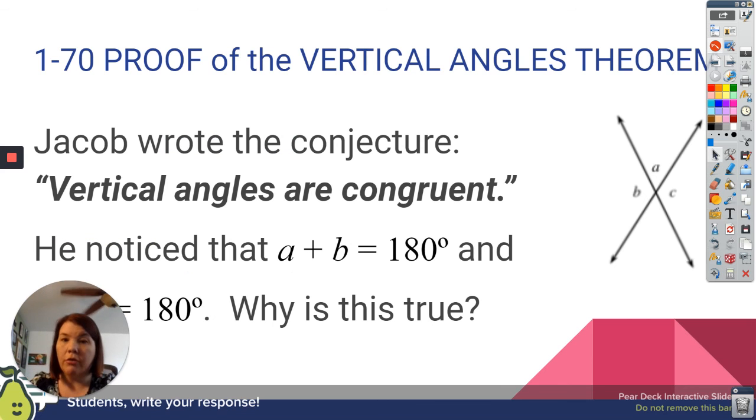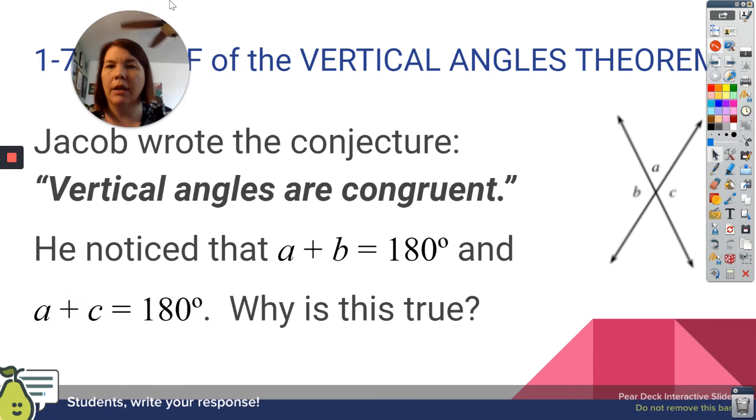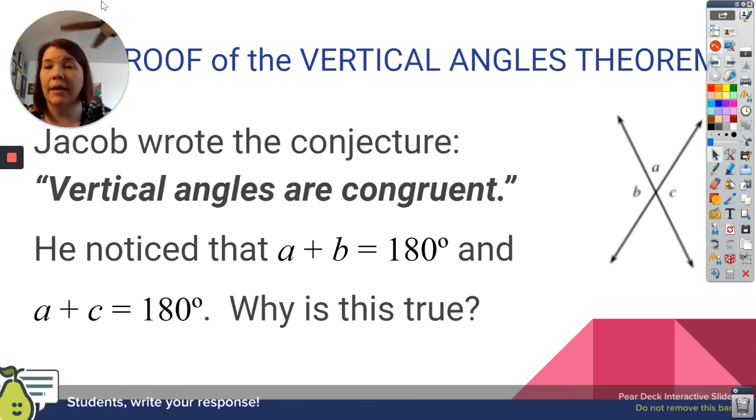Jacob wrote the conjecture, vertical angles are congruent. Good for Jacob, so smart. He's noticed that A and B add up to 180, and A and C add up to 180. Why is this true? Well, A and B add up to 180 because they're a linear pair, and A and C add up to 180 because they're a linear pair. That's what linear pair means, that they're supplementary, and supplementary angles add up to 180.